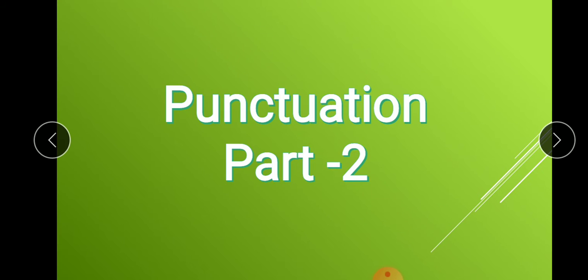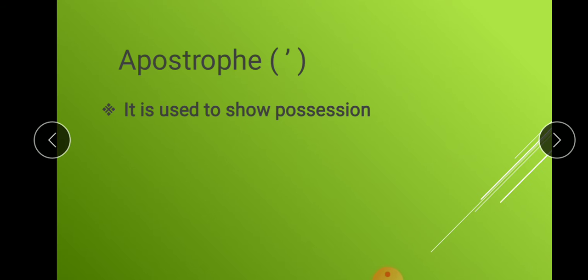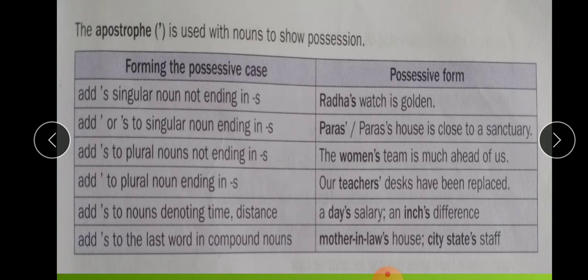Today we'll continue with punctuation. We'll see some more punctuation marks. Apostrophe. This is the sign of an apostrophe. It is used to show possession. Apostrophe is used to show possession with nouns.